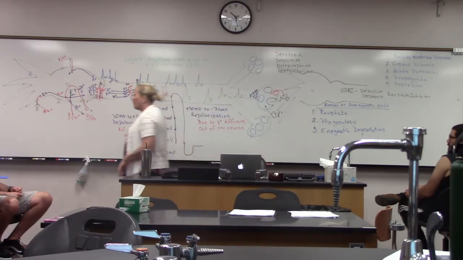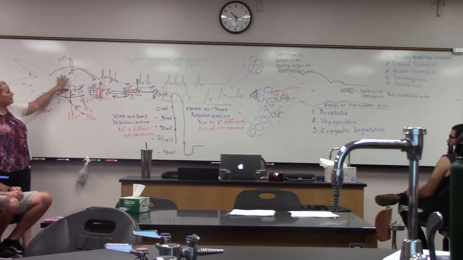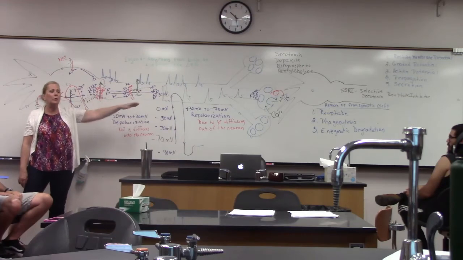Remember, I told you that the neurotransmitter is originally made in the cell body. Okay, this is where it's made, and then transported and stored in the terminal bouton.